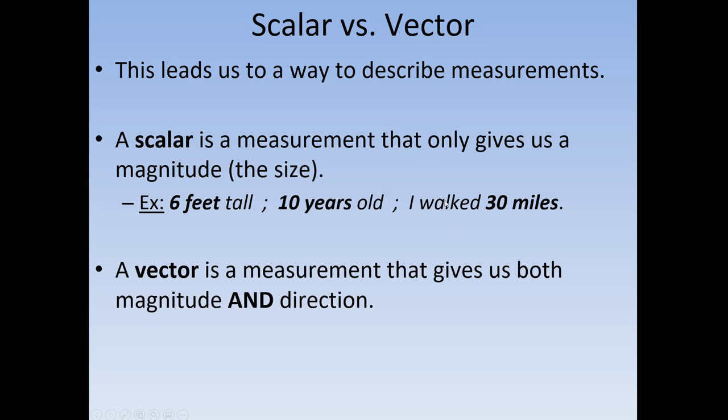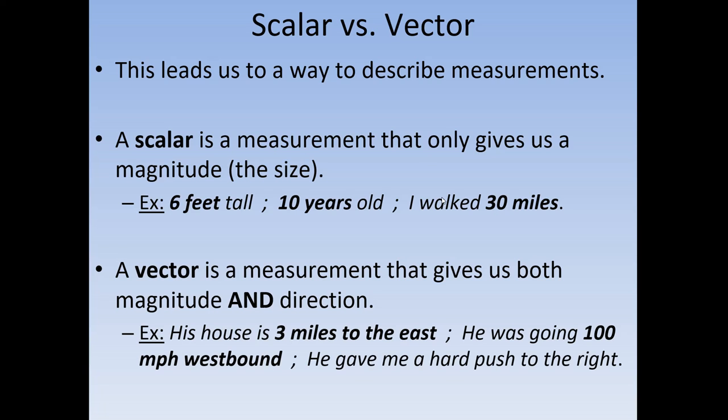Vectors, on the other hand, are measurements that give both magnitude and direction. So basically, you can add a direction to it and have it make sense. So saying that something is 3 miles to the east, that makes sense. That's a vector. Saying that you go 100 miles per hour westbound is another vector. So all of these are vectors.